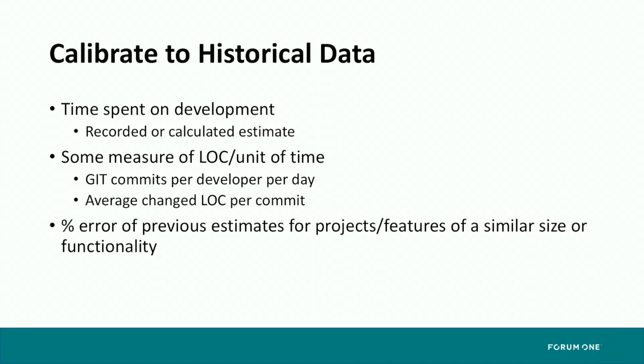So the things you want to use to calibrate are, obviously, the time you spent on development, which can be a recorded or calculated estimate, and I'll show you a calculated estimate in a minute. Some measure of lines of code over a unit of time. You could even do git commits per developer per day. It's not hard to figure that out, and I'll show you that in a second. And you also want to keep track of, if you're really spot on, the percent error of your previous estimates for projects and features of a similar size or functionality. Remember, if you think back on something you did 2 years ago, you are more likely to remember what you thought it was going to take than what it actually took.